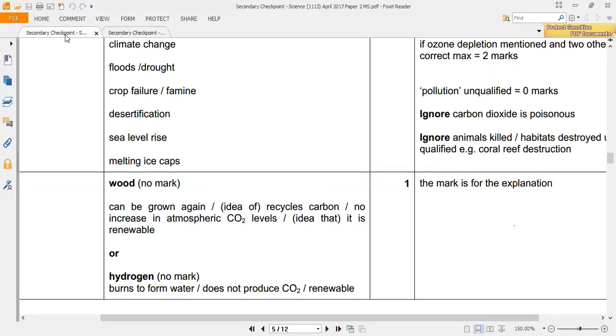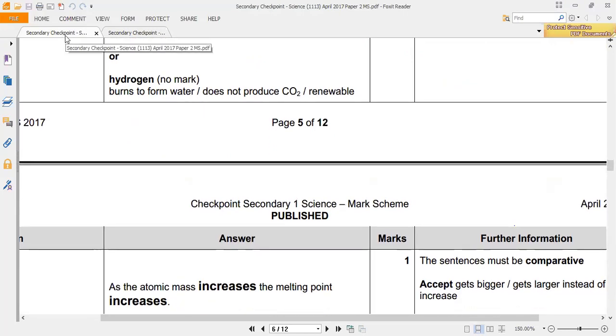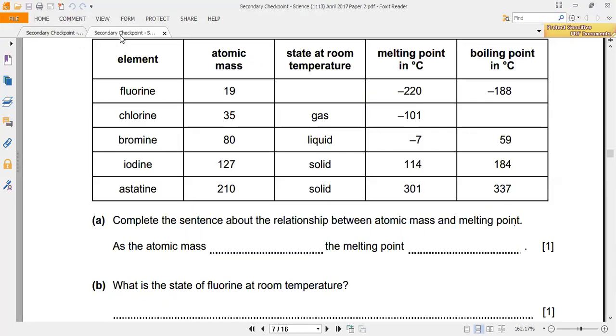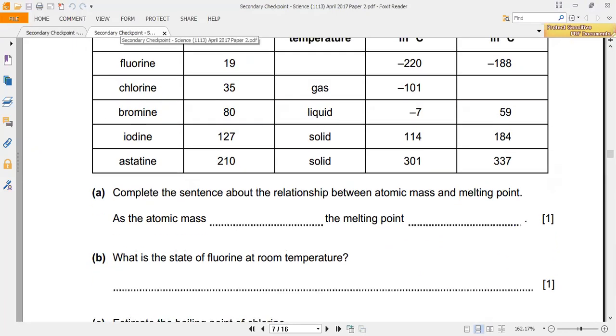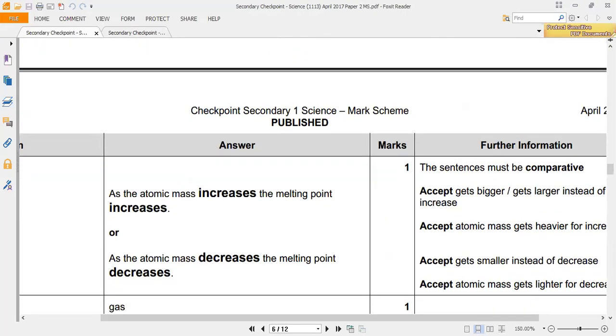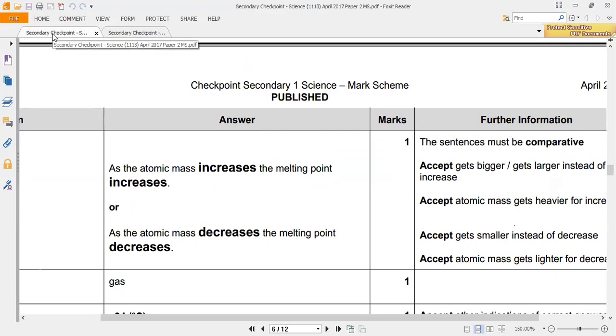Let's check the answers. Yeah, increase, increase. Number B, what's the state of fluorine at room temperature? Fluorine, of course, they are halogens. All of them are gases at room temperature.